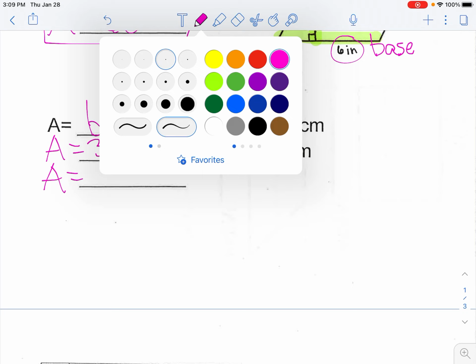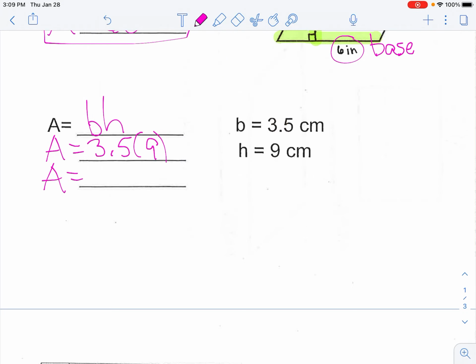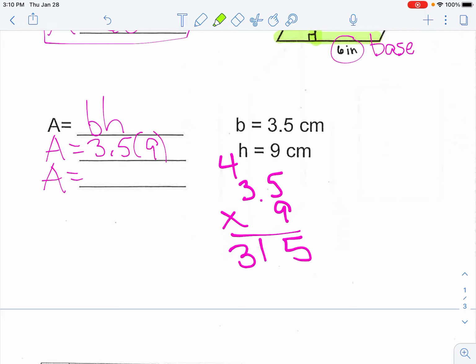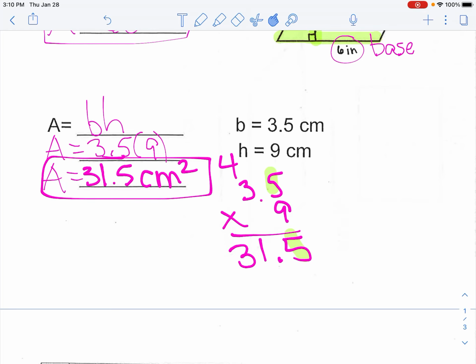So now I'm going to come down here and multiply 3.5 times 9. So 9 times 5 is 45. 9 times 3 is 27, plus 4 is 31. We had one digit behind the decimal, so I need a digit behind the decimal. So that'd be 31.5. 31.5 centimeters squared. So you always have to include your unit of measure and squared.